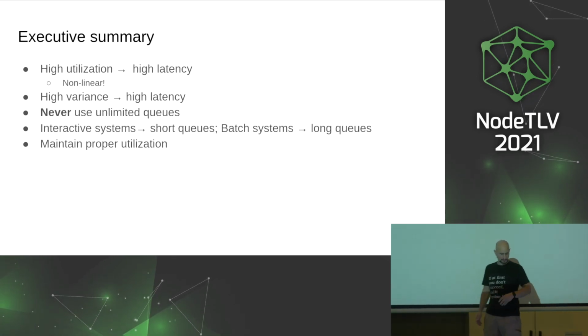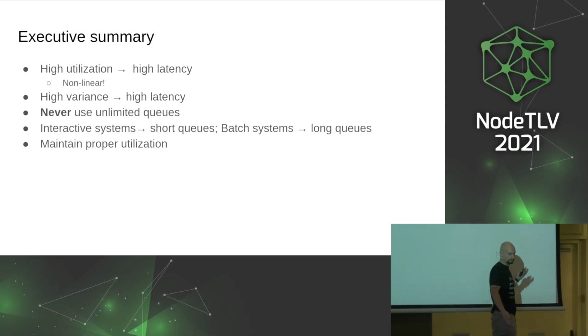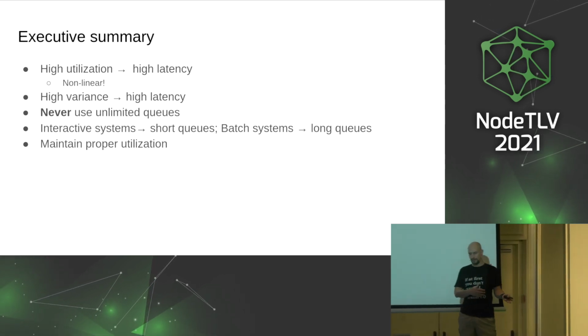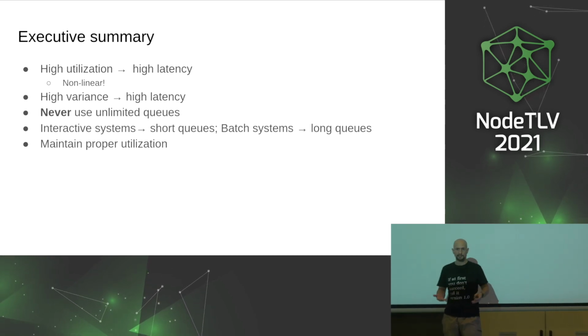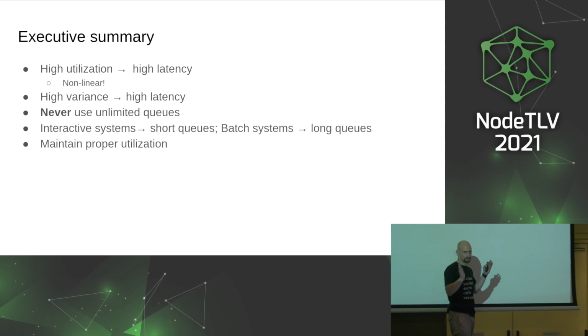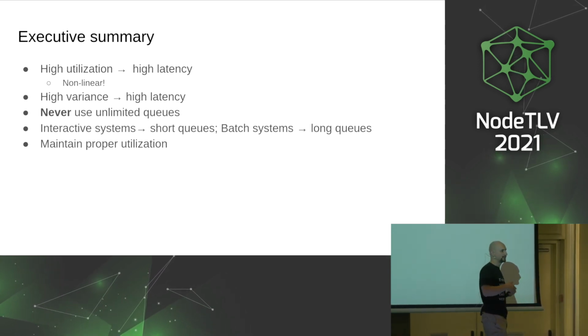So an executive summary of what's going on in queue theory. Basically, high utilization means high latency, and it's rising very, very fast. It's not linear. Never use unlimited queues, okay? And it really depends on what you want.